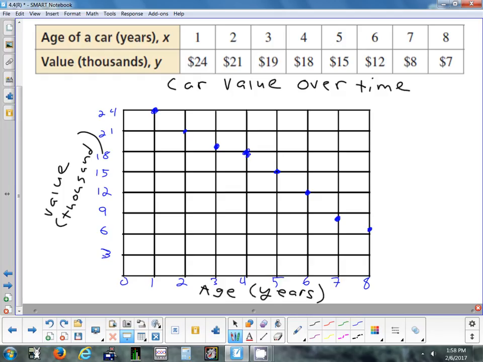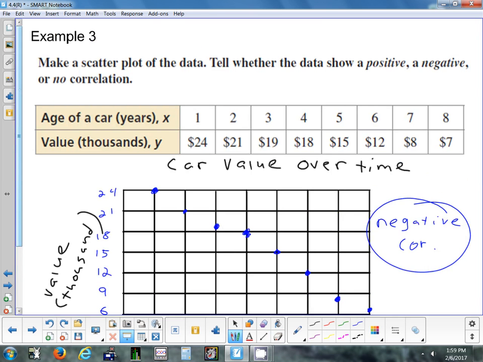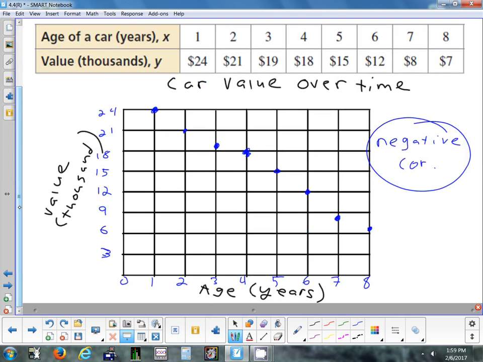Yeah, what kind of correlation? Yeah, this is a negative correlation. So that's what the problem was asking you to do. Okay. Tell whether the data shows a positive, negative, or no correlation. All right, so what does that mean? There's a negative correlation between the value of a car and its age. So if you had to say that simply, what does that mean? What does that mean, that there's a negative correlation between the value of a car and its age?